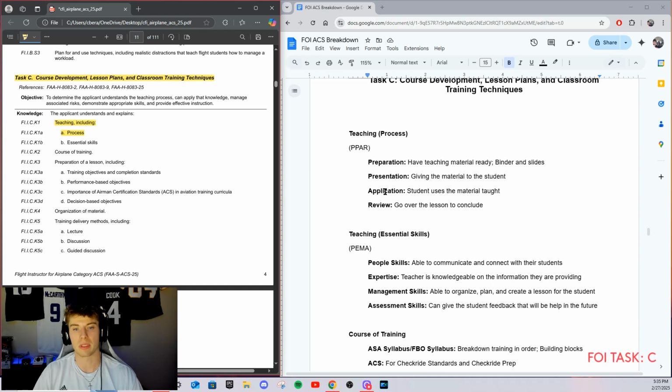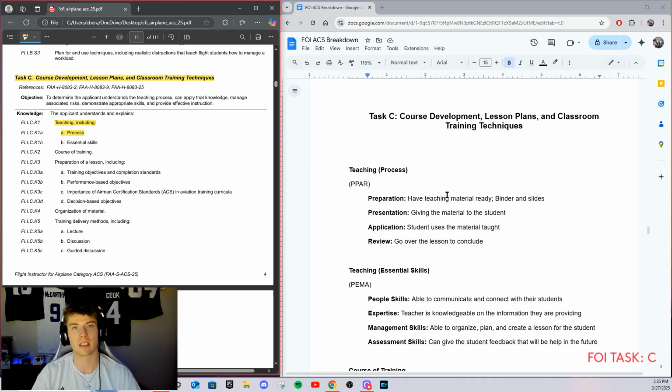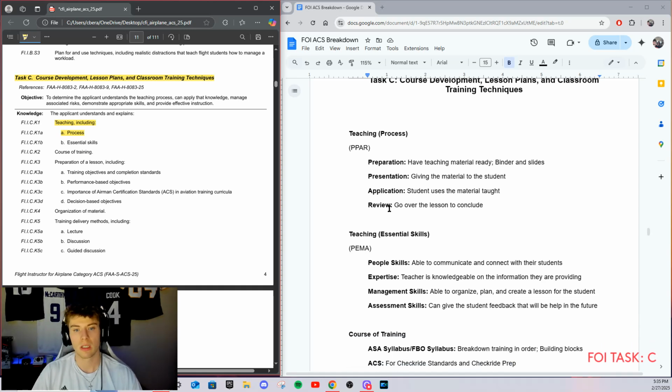And then application, the student uses the material taught. So maybe it's asking them questions, maybe it's during the flight, or you're giving them a scenario based question and they have to answer it. And then review, go over the lesson to conclude. That one's simple. You just conclude everything you went over.